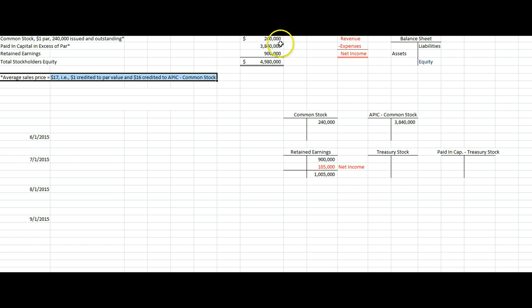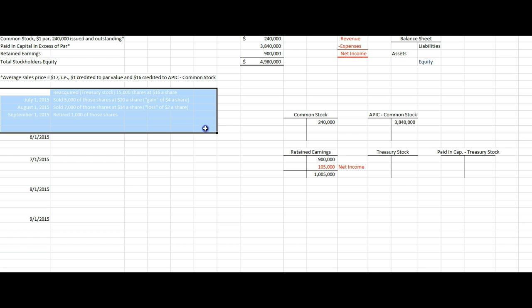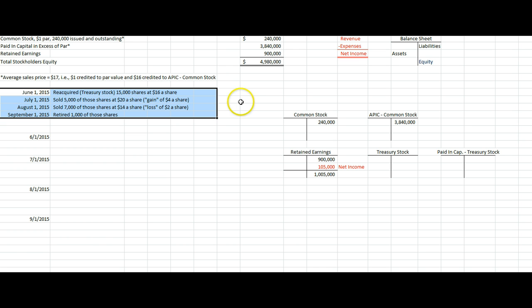Take these two totals, divide them by 240,000 shares. On average, we sold our shares for $17 each. $1 was credited to par for each sale, and $16 was credited to additional paid-in capital common stock. In other words, paid-in capital in excess of par. Let's look at some of the treasury stock transactions in this homework problem.